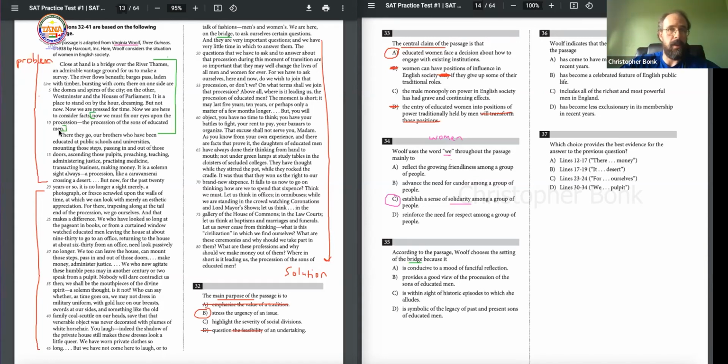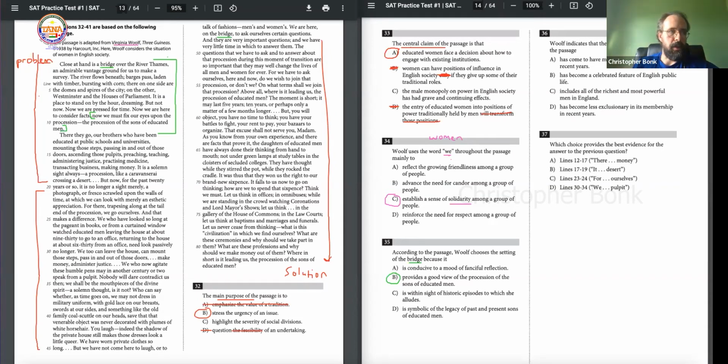And there, that is the crux. That is our answer. We have textual evidence. This is why they are on that bridge, to fix their eyes upon the procession of the sons of educated men. That will directly line up with B, provide a good view of the procession of sons of educated men. Always be extremely literal when we're looking at the text. Don't try to delve for a deeper meaning. They'll tell you if they want something figurative. Even then, they'll make it obvious. Try to be as literal as possible at all times.